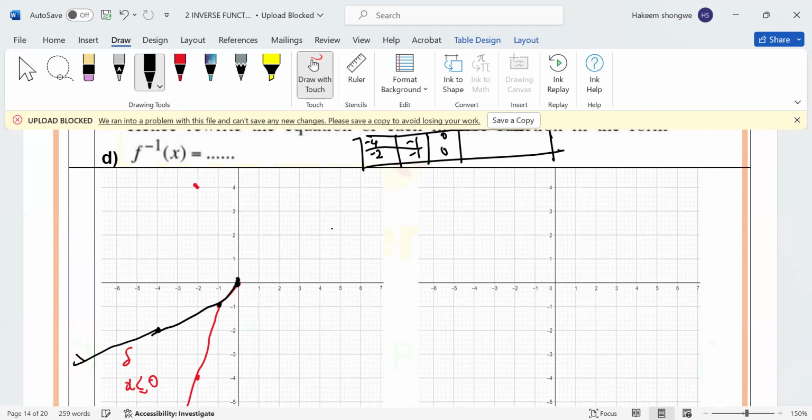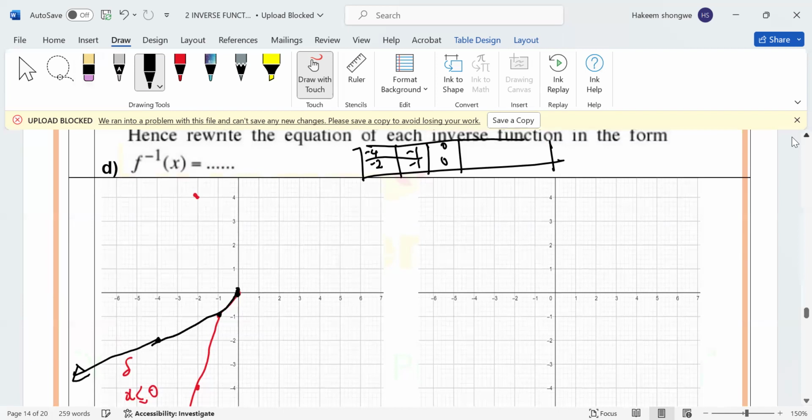Now, is this inverse a function here? Yes, it is a function. If you use the vertical line test, you touch it only once, and it's a function. Now, what I'm interested in is the equation, how the equation goes.